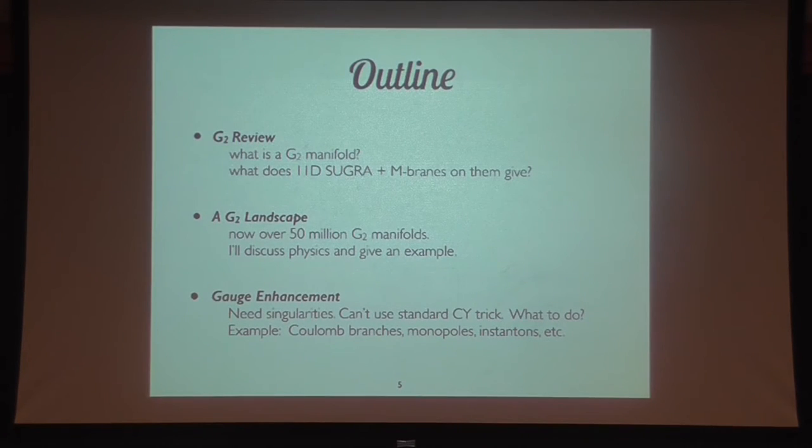M theory on G2 manifolds doesn't give rise to non-abelian gauge symmetry, so you need to take singular limits in the metric moduli space in order to get gauge enhancement. And you can't use the standard Calabi-Yau trick, so I'll remind you of what the Calabi-Yau trick is, and also a suggestion for what one might do given that that trick doesn't work. As an example, we'll talk about Coulomb branches of gauge theories and how they might be realized geometrically. Coulomb branches have monopoles that are important, for example, the Polyakov monopoles. And instantons are, of course, also important. I'm going to try to tie these gauge theoretic notions together into a geometric setting with G2 manifolds, and we'll get some interesting structure.